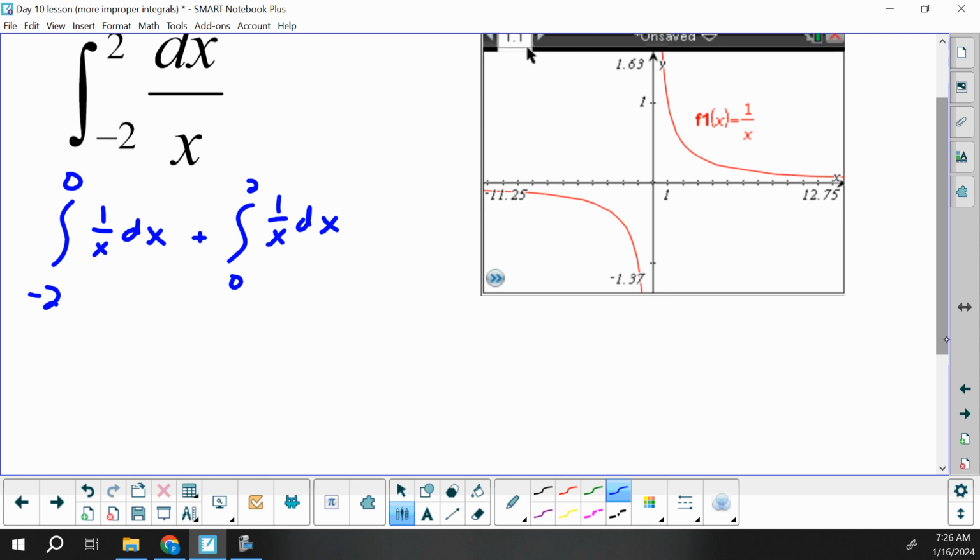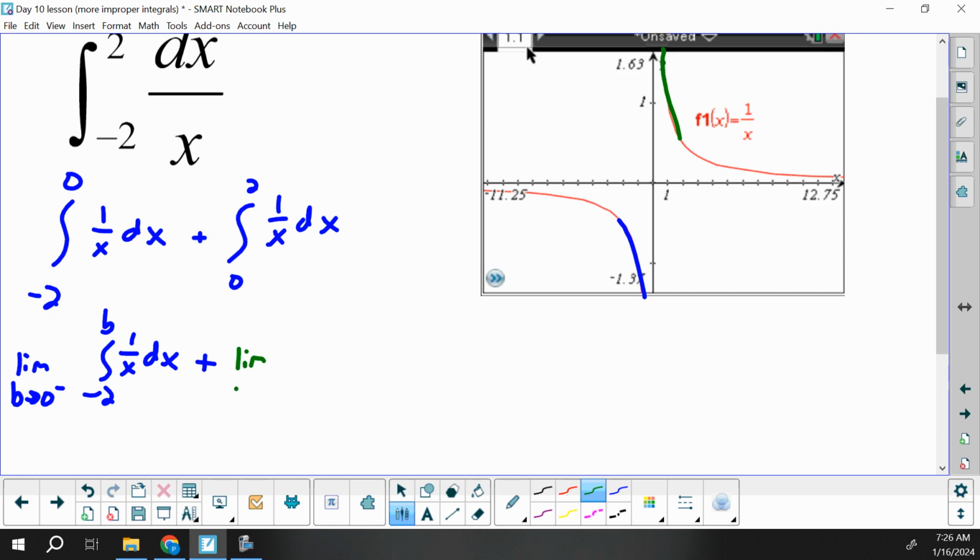So this first one, on the interval negative 2 to 0, this is like this part of the graph, we're approaching 0 from the left. So we're going to do limit as b approaches 0 from the left, and we're going to have the integral of negative 2 to b of 1 over x dx, plus, for the other one, we're approaching 0 from the right. So we're going to have limit as a approaches 0 from the right, integral a to 2 of 1 over x dx.